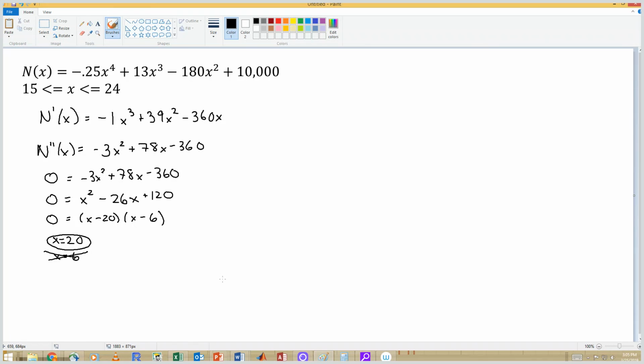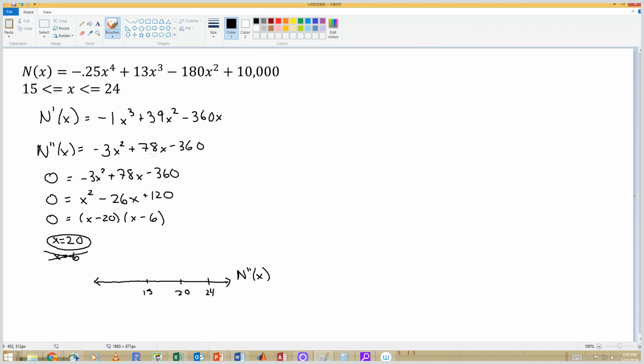I am going to draw a number line for the second derivative. The point where it is 0 is 20, and this is defined from 15 up to 24. Okay, so we have to be a little bit careful here.